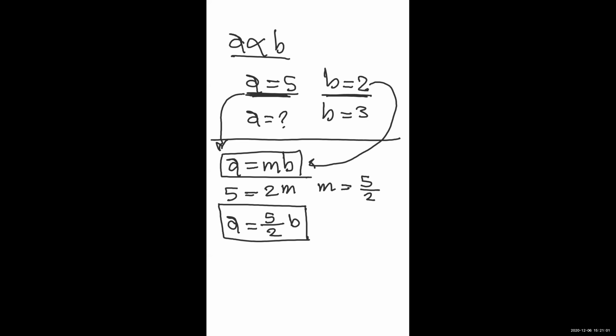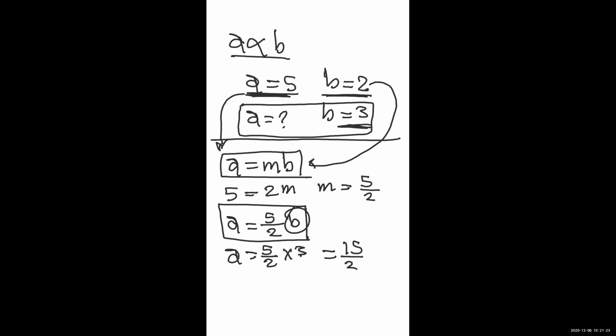Now I have two options to solve the second part. The first option, I want to get a. So a equals 5 over 2 b. b is 3 now, so times 3. So a will equal 15 over 2, which is equal to 7.5. Okay, guys, are we clear?